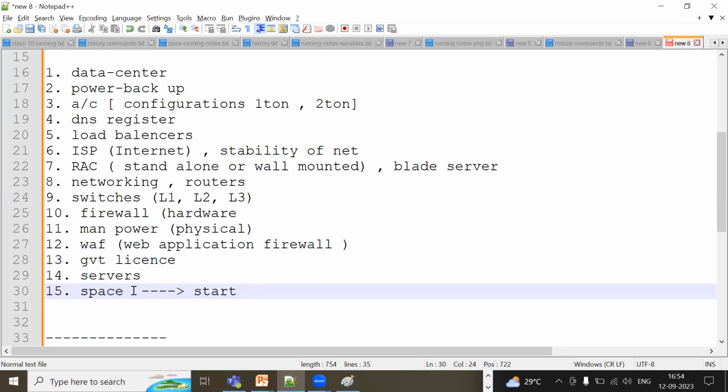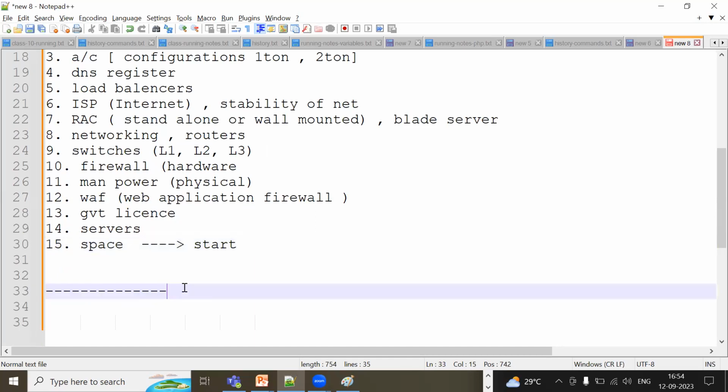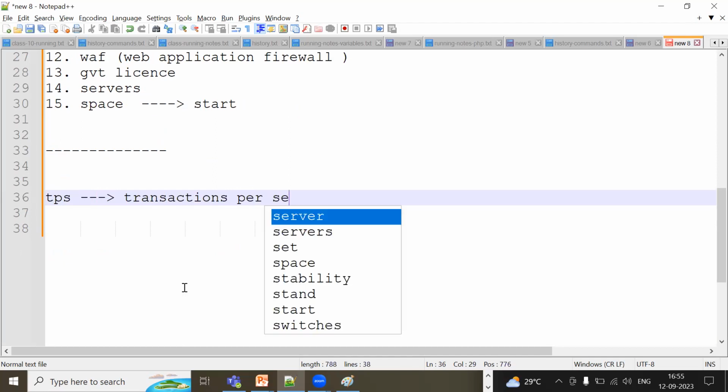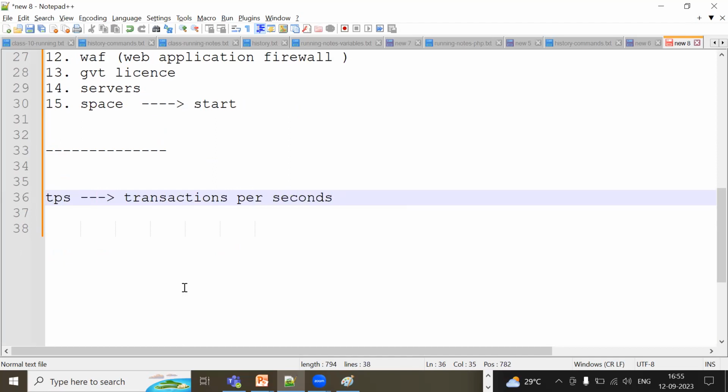So even after doing all of this, your business may suddenly change drastically, and the number of users grows. We call it TPS. Try to remember this word. This is nothing but transactions per second, or hits per second, meaning how many users are using these particular things. All of these things you need to understand.